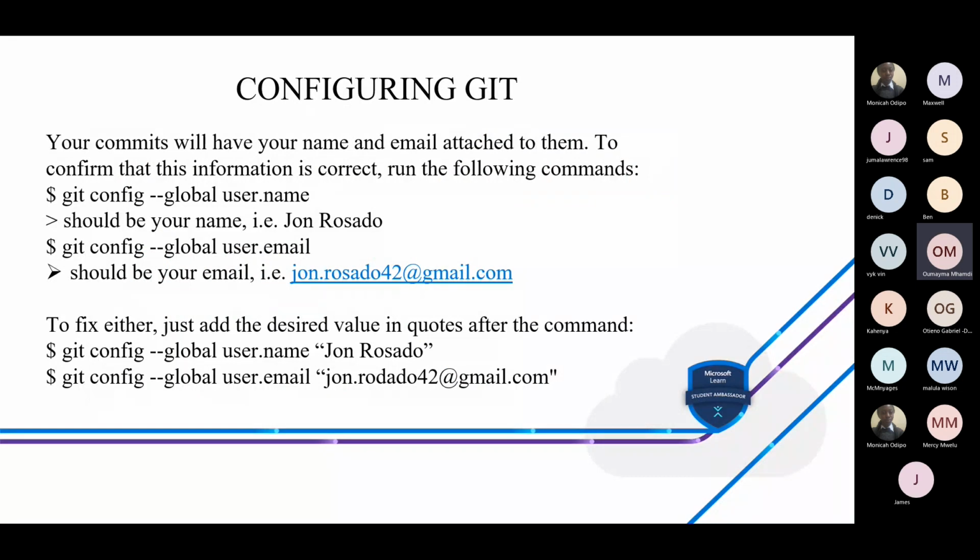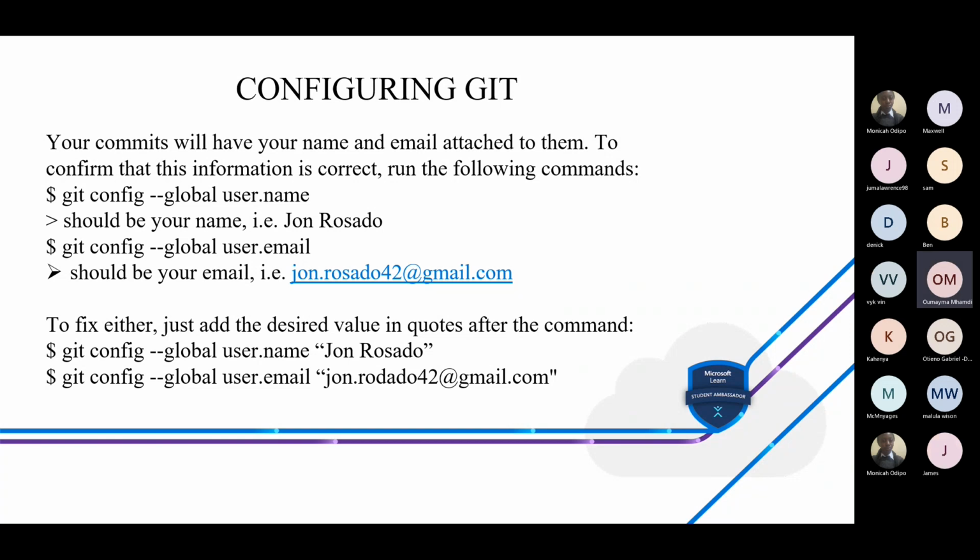Now we will move to configuring Git. You can add your username and your user email. For example, to add the username, you can go to Git Bash and type the command git config --global. Git Bash means the terminal of Git.